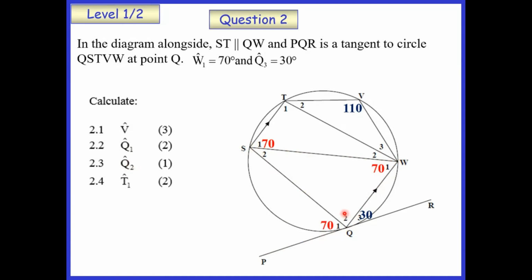Q2. How can we find Q2? It's 80, sir. How did you get 80? Angles on a straight line. Sum of angles on a straight line. Very good. Angles on a straight line is equal to 180. And we come to the last question, T1. How can we find T1? It's 100. Opposite angles. Yeah, opposite angles. Cyclic quad, sir. Right, we're looking at cyclic quad TSQW. And 180 minus 80 gives you the 100.